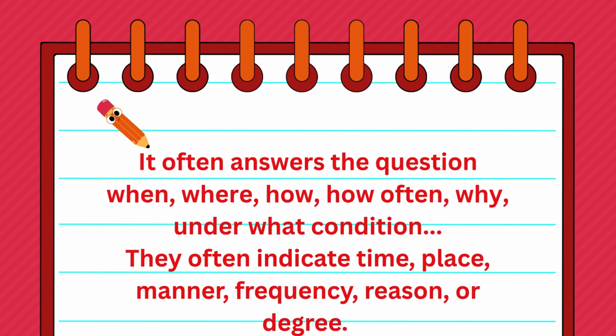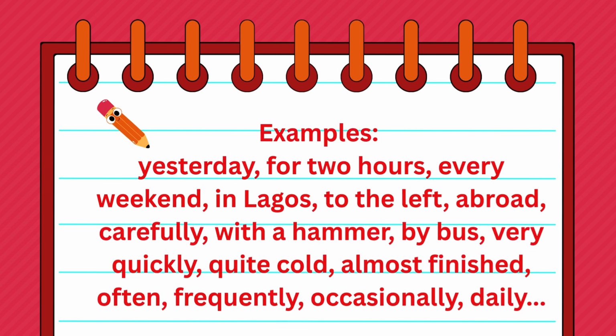The adjunct often answers the question when, where, how, how often, why, under what condition. And we can find that in these indicators like time, place, manner, frequency, reason, or degree. So this is where adjunct points us to. Let's see some examples of adjuncts.